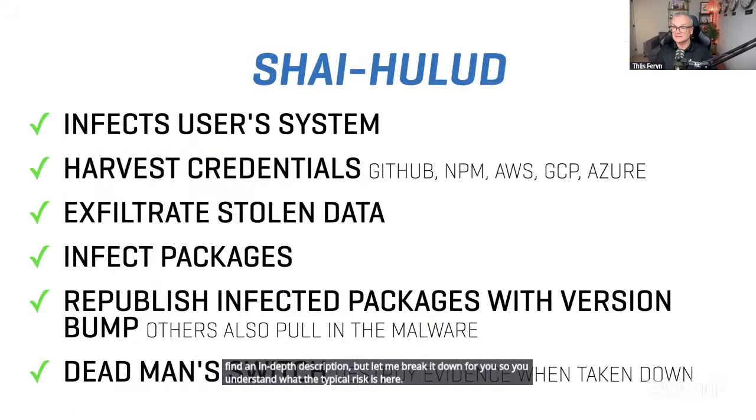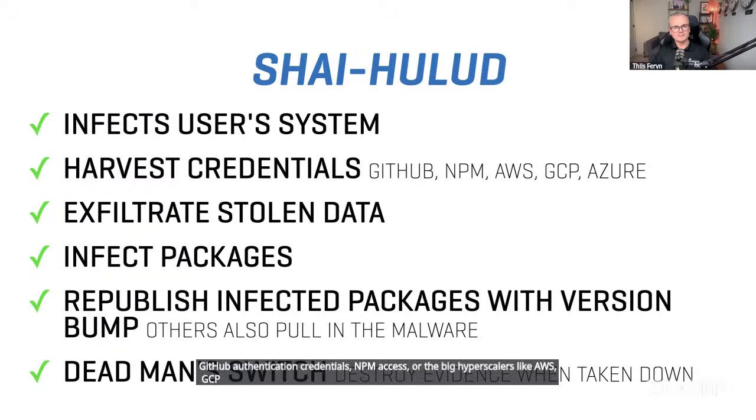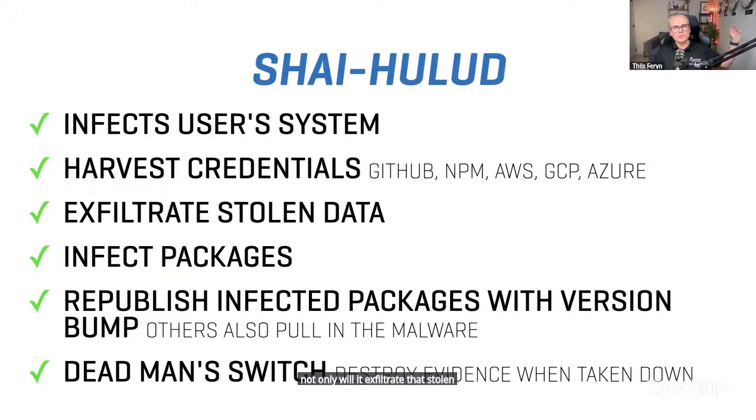is here. And don't get me wrong, a lot of packages were infected. So what it typically does, this type of worm, just like all the other worms, is it tries to infect a user's system. That's step one, of course. And it does what it needs to do, but among the things it does is credentials harvesting. So on your system, if the worm infected you, it's going to look for GitHub authentication credentials, NPM access, or the big hyperscalers like AWS, GCP, Azure, and it will harvest those credentials. Not only will it exfiltrate that stolen data and send it to a remote location, it will also infect the packages that it finds on that system to propagate it even further.